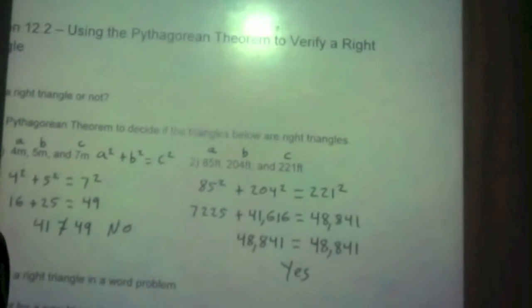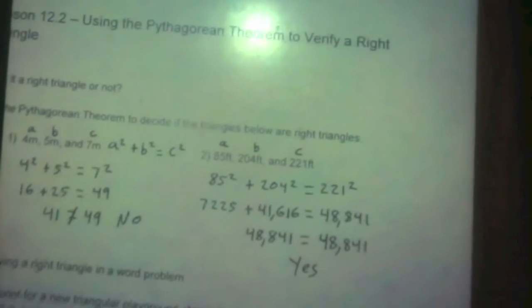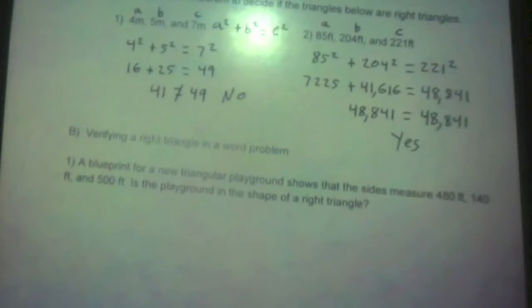Let's check out part B. This time we're just going to do the same thing. Same exact thing we did up above, but this time we are going to have some triangles in a word problem. All right, and this word problem, we have a blueprint for a new triangular playground. Shows that the sides measure 480 feet, 140 feet, and 500 feet. Is the playground in the shape of a right triangle?